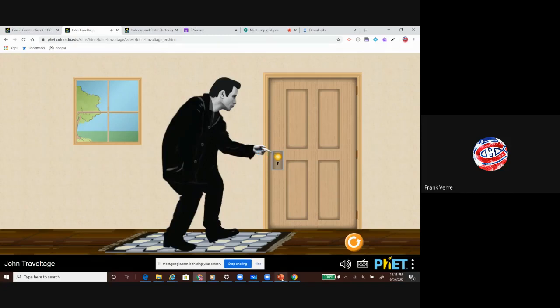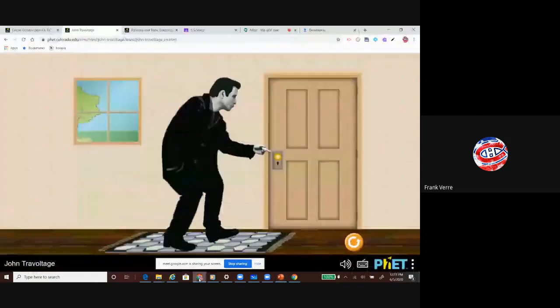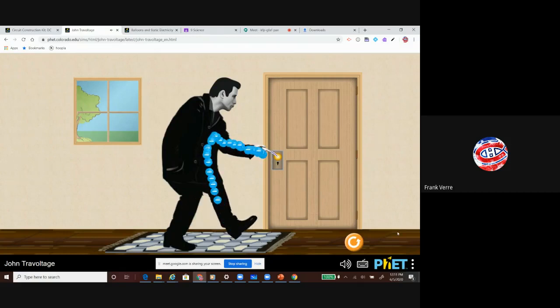discharge. A discharge is when an insulator quickly becomes neutral again by generating a spark, something that you could see, you can feel, you can maybe hear. Okay. And then after that spark, you'll notice there's no more spark, right? It disappears. The only way you get a second spark is by recharging. So you can generate multiple sparks, but every time you generate a new spark, you have to recharge first.